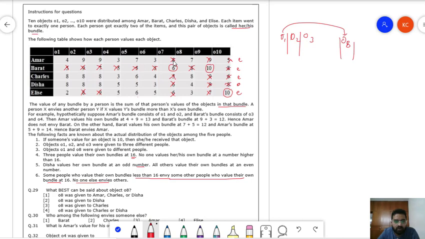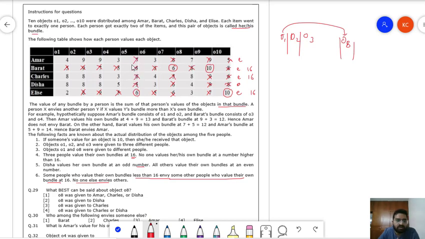Amar ke case mein dekho, O7 and O10 mein the sum is 17. So even if he gets 16, you know, he will envy Bharat. So that should not be the case. So this is not 16, this has to be less than that. So what we can say is 16, the other 3 are 16 and this one is lesser than 16. So what I can say is this is definitely 6. Cross kar dete.